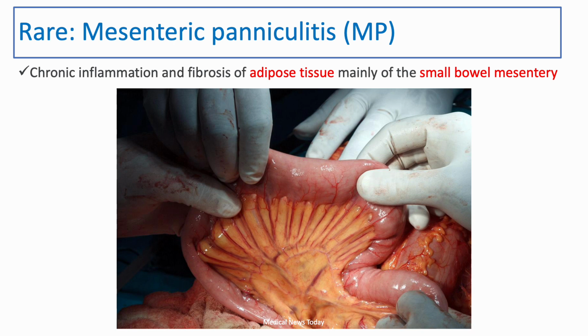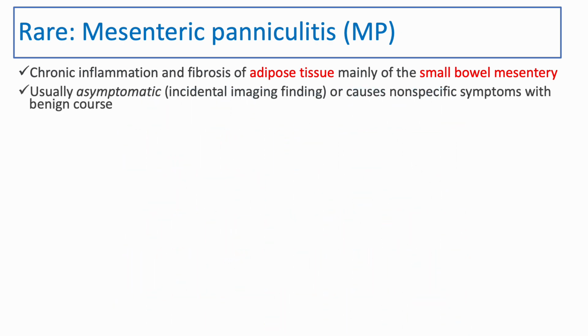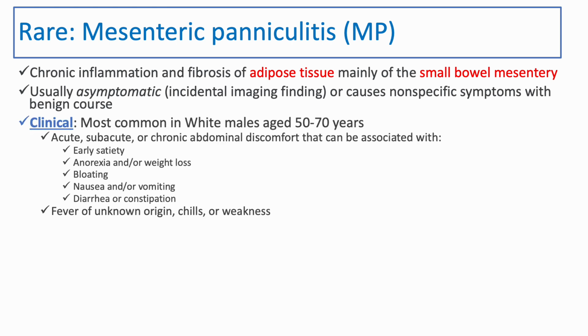Another less common cause of abdominal pain, acute or chronic, is chronic inflammation and fibrosis of adipose tissue, which is called mesenteric panniculitis, and it usually happens in the adipose tissue of the small bowel mesentery. So this is usually asymptomatic, meaning it could be just an incidental finding, but it can cause some non-specific abdominal symptoms. Luckily, it has a generally benign course.